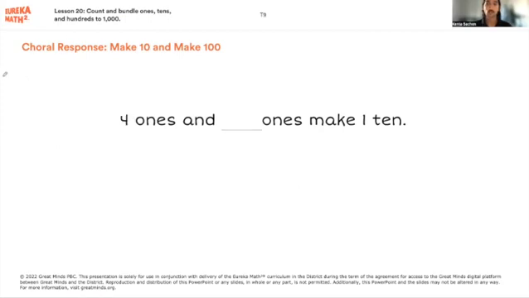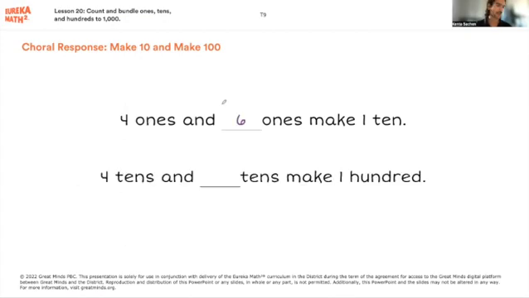How about if I start with 4 ones? How many more ones do I need? Christopher? Yeah, 1, 2, 3, 4, 5, 6 more ones. How about if I have 4 tens? How many more tens do I need, Kleben?